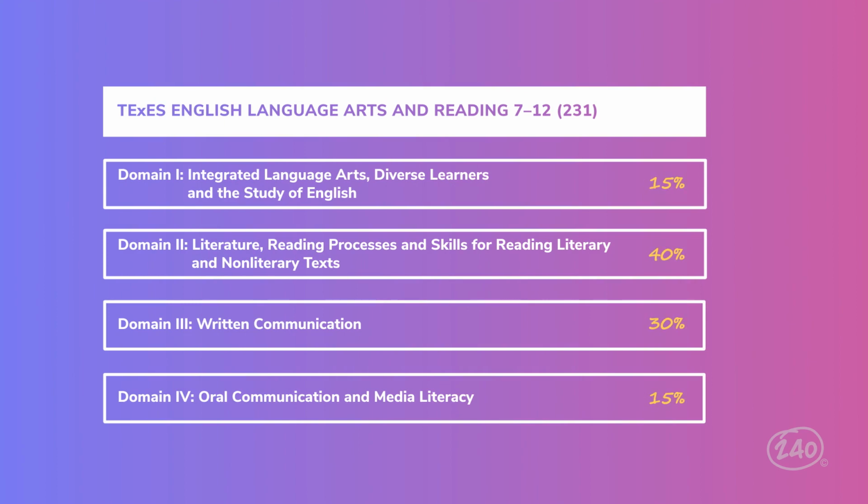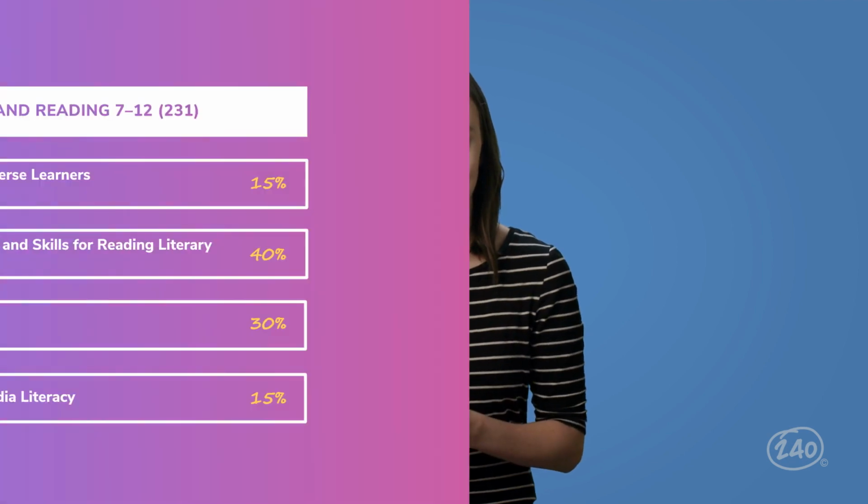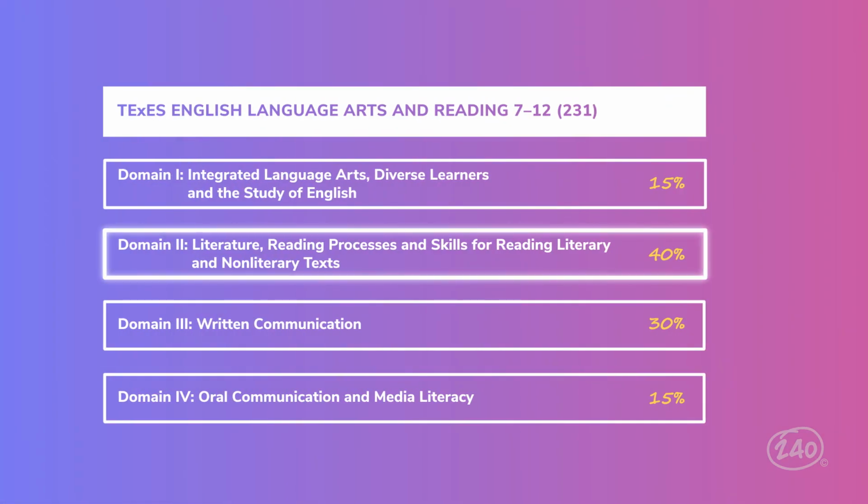Each domain is worth a certain percentage of your exam. Let's start with Domain 2, since it's worth the largest chunk at 40%. Domain 2 covers reading processes, skills and strategies for tackling non-literary text, literary elements, genres and movements, and strategies for reading literary texts. Oh, and you're going to need to know how to teach those concepts to students as well. If you're thinking, that's a lot, you're absolutely right.